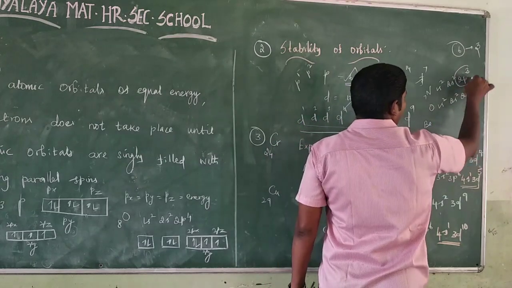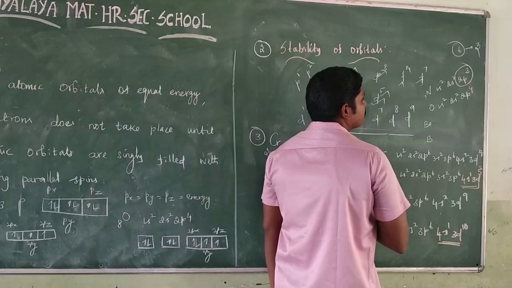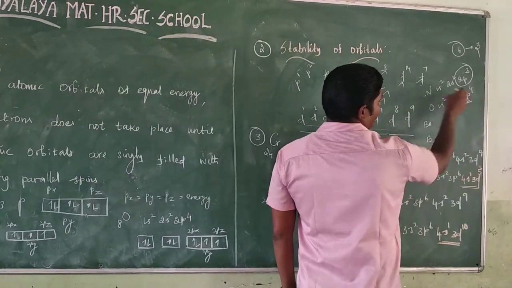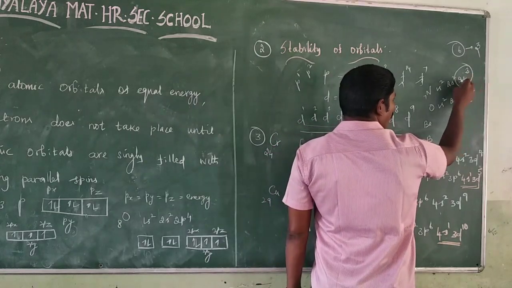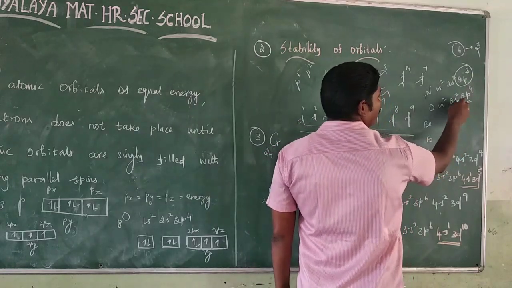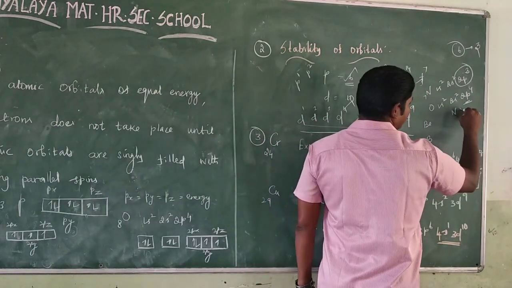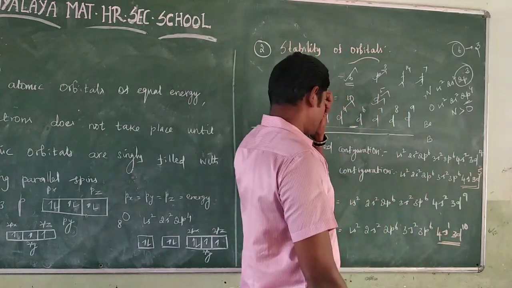So nitrogen has half-filled 2p orbitals, but oxygen has partially filled p orbitals. Half-filled orbitals are more stable than partially filled orbitals. So nitrogen has higher ionization energy than oxygen.